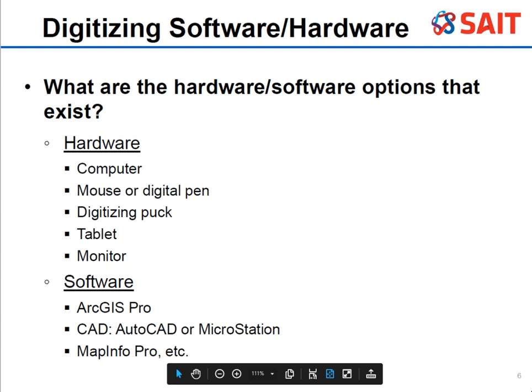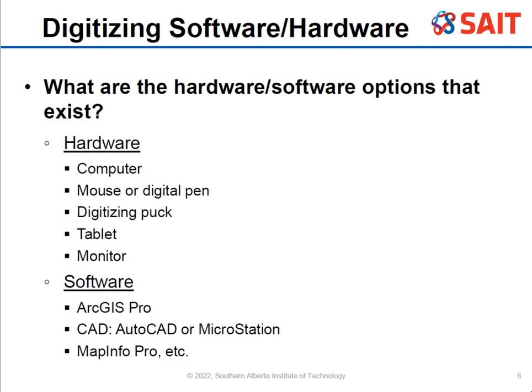So looking specifically at software and hardware considerations, we're not actually digitizing software. We're digitizing objects in software or objects in hardware. So some of them that exist. When we're using hardware, you need a computer. There you'll have a mouse or something like a digital pen. There's something called a digitizing puck, which you can also use.